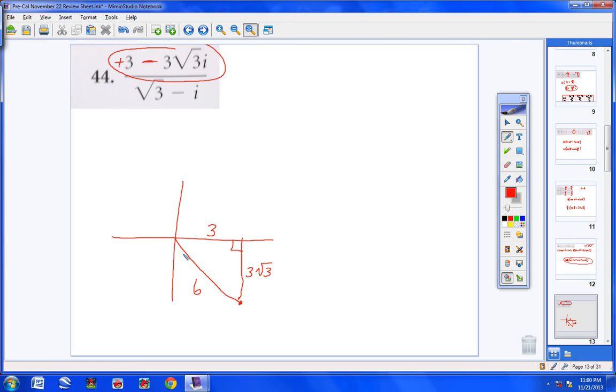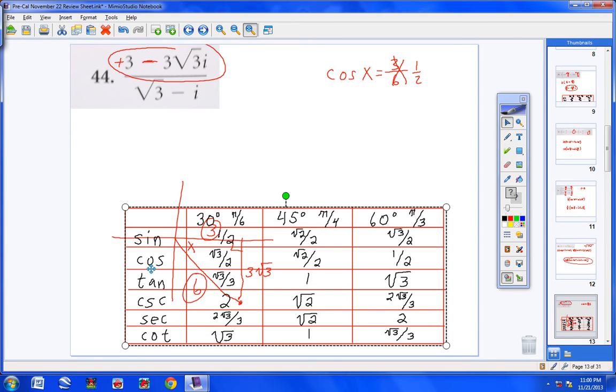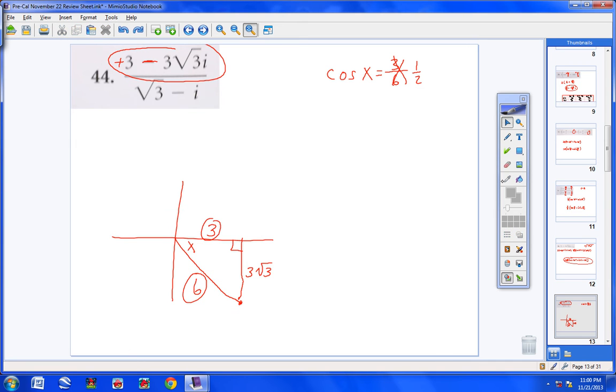Now, let's find this angle on the inside. You're welcome to use this side. I'm not going to. I don't like the radicals. I'm going to use this side and this side. That's adjacent and hypotenuse. So I'm going to say the cosine of x equals adjacent over hypotenuse, which is 1/2. So what angle, when I take the cosine of it, gives me 1/2? Well, let's see. The cosine of 60 is 1/2. So I can see that it's 60 degrees inside the triangle here.